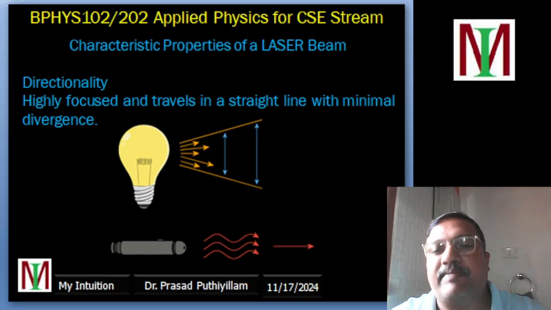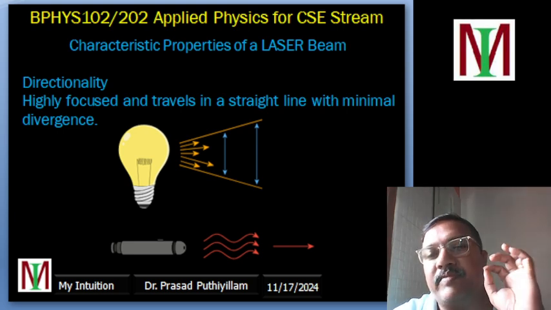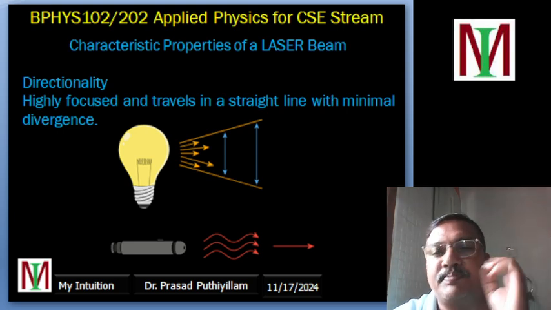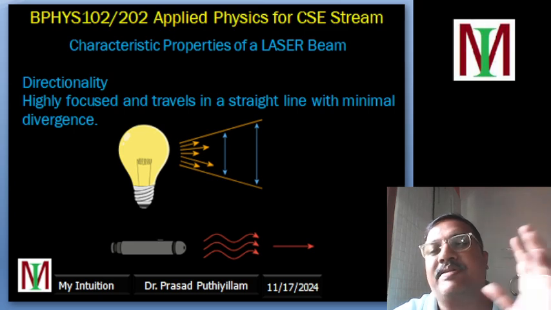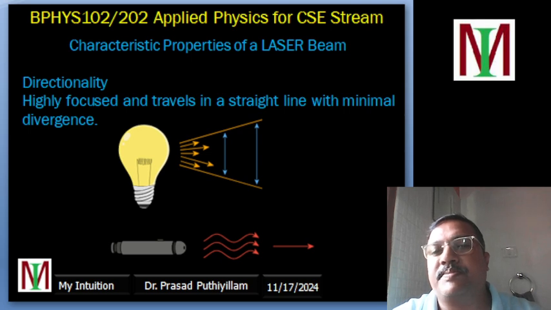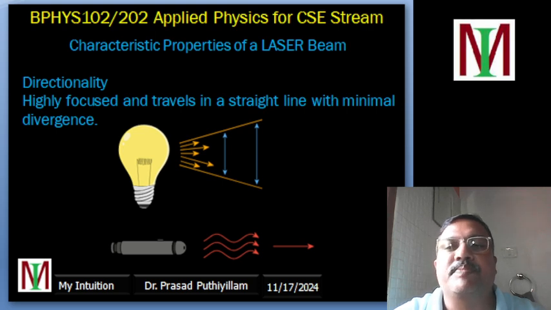Another is how the light waves travel. A laser beam is highly directional, meaning that it travels in a straight line with very little spreading, called divergence. There is no divergence at all. It travels in one straight line. This is one of the reasons why the laser can be focused on such small points or travel over very long distances without losing its intensity.